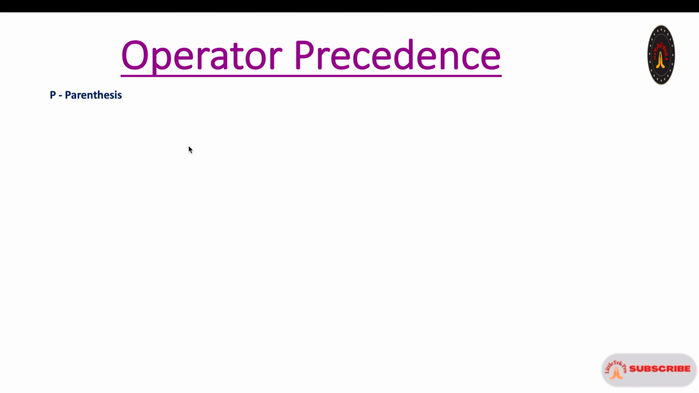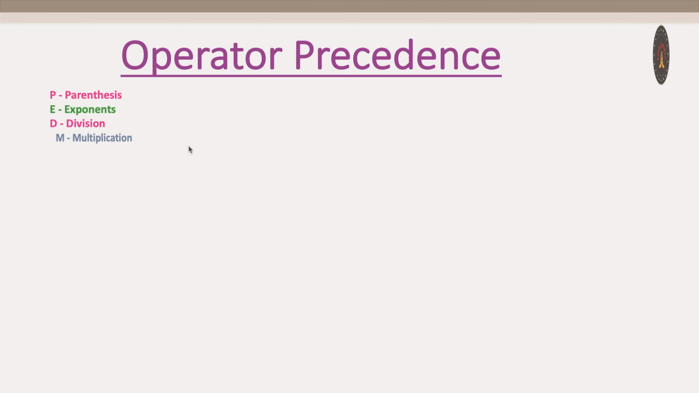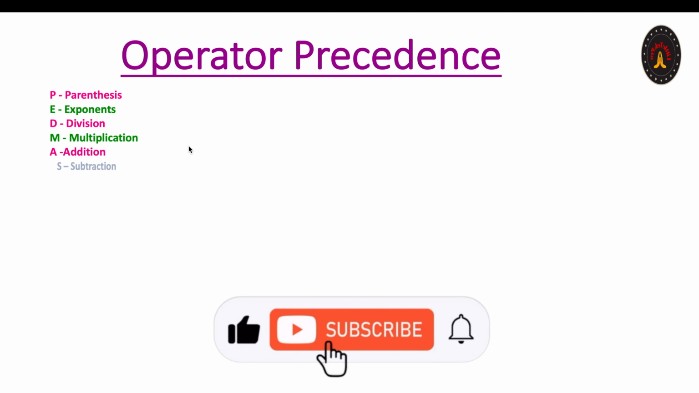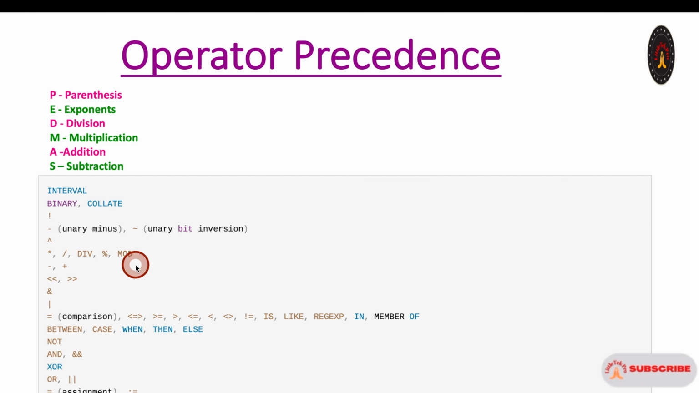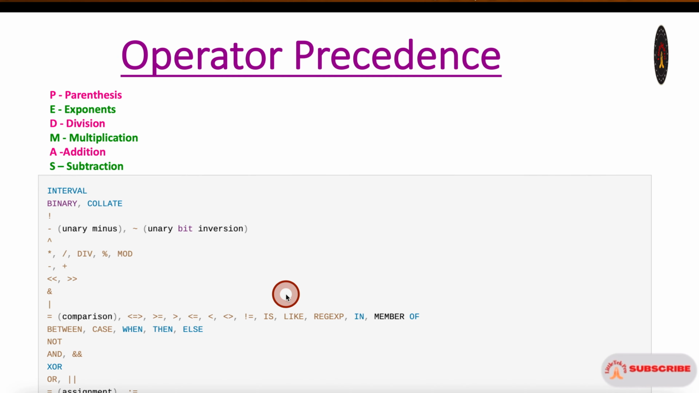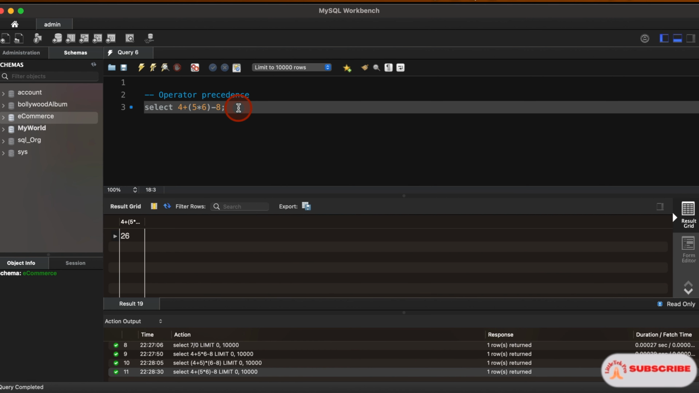If you see this called PEMDAS, first one is parentheses, then the exponent, then the division, multiplication, addition, and subtraction. In the MySQL documentation, they have the different precedence of these operators, from highest priority to lowest priority. So it goes like this. That's how the calculation happens when you have the parentheses. It will have the highest priority, then exponent, then division, then multiplication, then addition, then subtraction. So this is all about operator precedence.